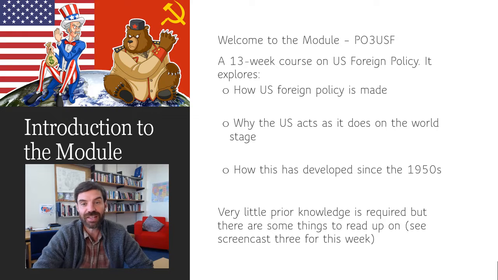Now, the module doesn't require you to have an in-depth understanding of US foreign policy already. You don't need an extensive knowledge of US domestic political institutions, and you don't need to be a superstar student on all elements of international relations. In fact, all you need is a keen interest in this subject matter, a commitment to getting through the core reading material that I assign, and to keep up with the lectures and seminars each week.